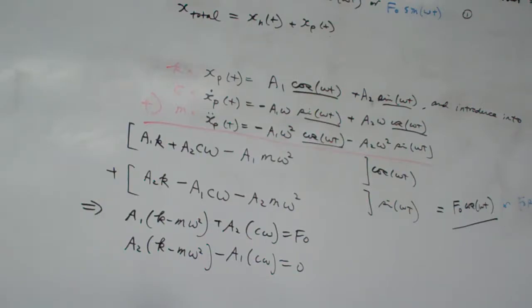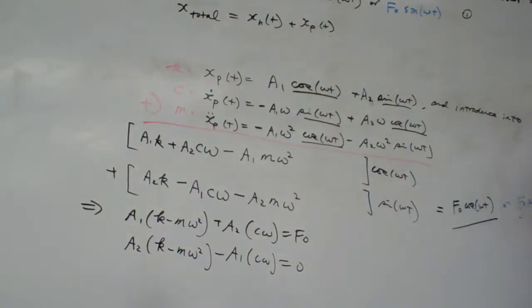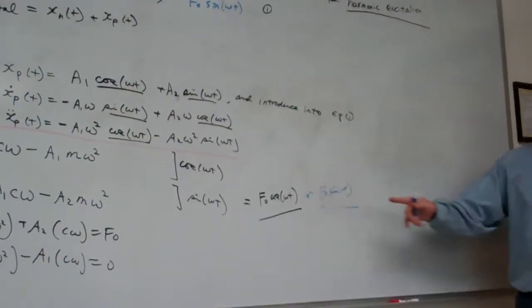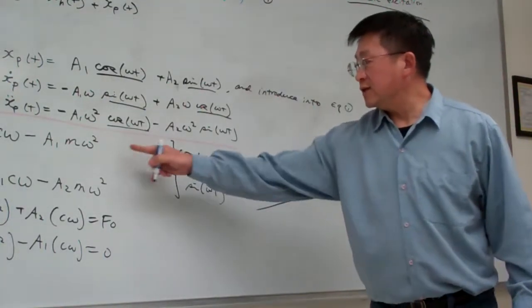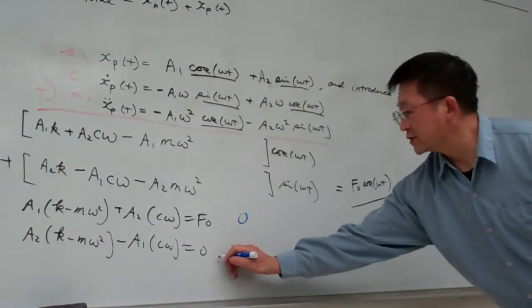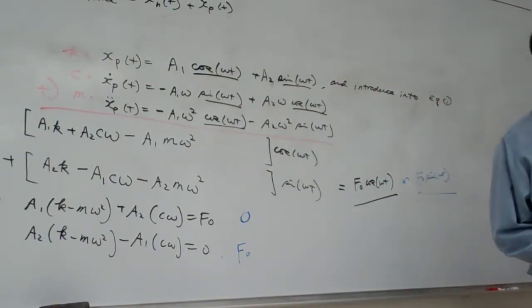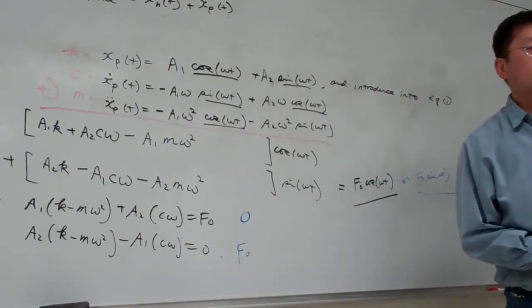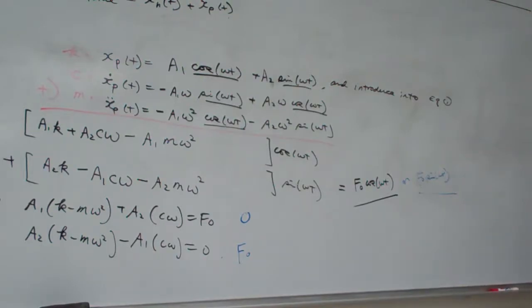You know what I'm saying? Okay, so now for this case, I want to compare the coefficients. If the harmonic excitation is in this form, then in the comparison of the coefficients, this term must be equal to 0, and this term must be equal to F naught. I hope everyone follows me. Good? So now we simply need to solve for A1 and A2, then we are done.